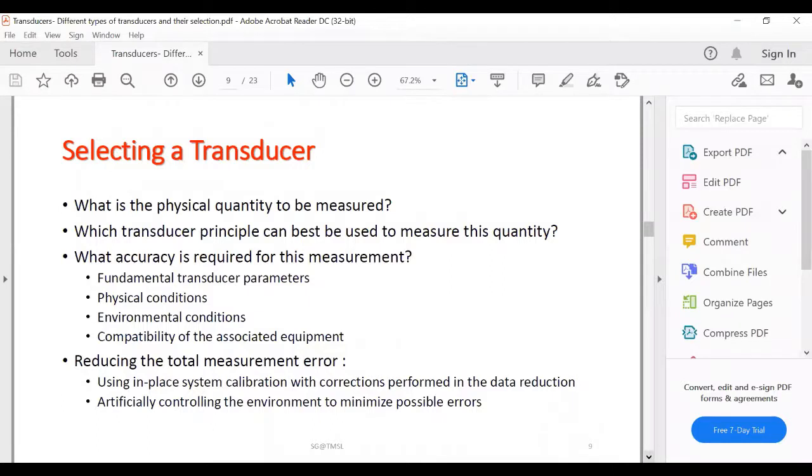The last is reducing the total measurement error, and how? First, using in-place system calibration with corrections performed in the data reduction. And second, artificially controlling the environment to minimize the possible errors. So these are the criteria to select a transducer.